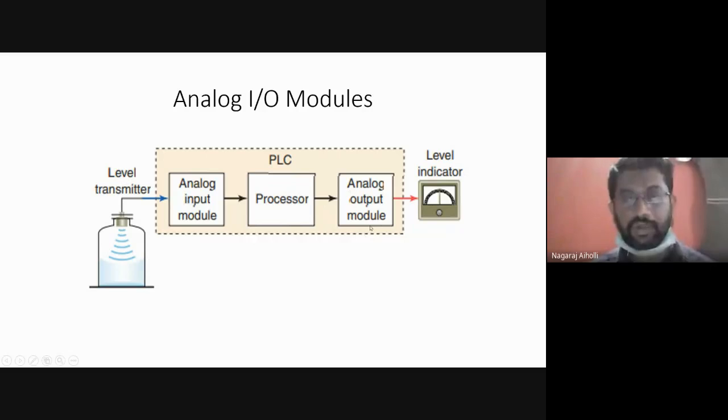Now, our output module is analog in nature, is it not? So again, the digital signal that is there in the processor has to be converted into analog. For that, another block is used, called the DAC, digital to analog converter, DAC.